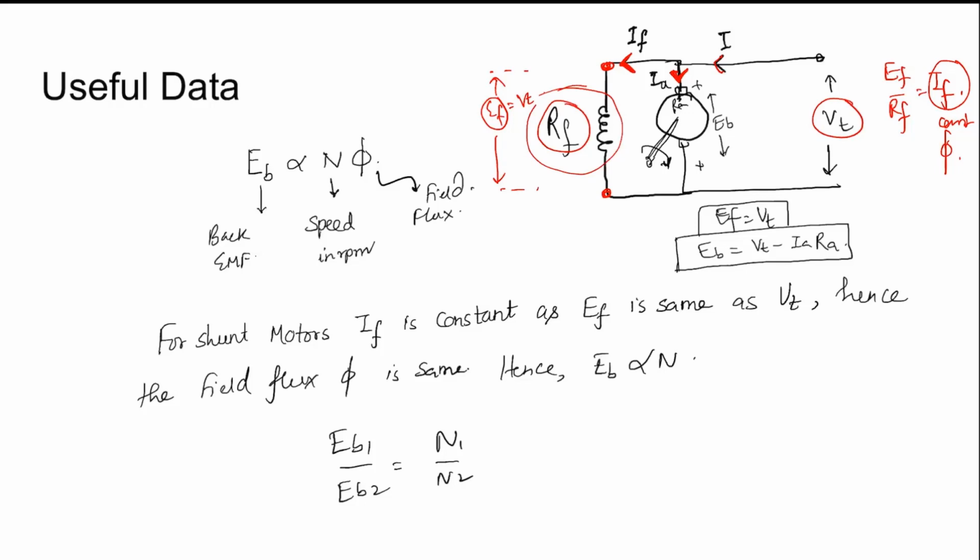So for a shunt DC motor, phi is constant. In self-excited shunt DC motors, the phi is constant. And Eb is proportional to n phi, that is the back EMF developed in the motor. But phi is fixed, so Eb is proportional to n. So Eb1 by Eb2 is n1 by n2.